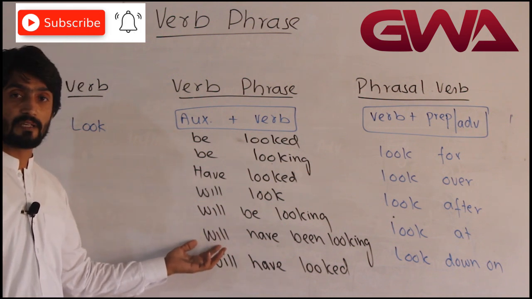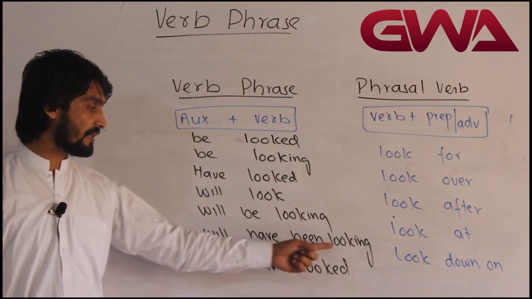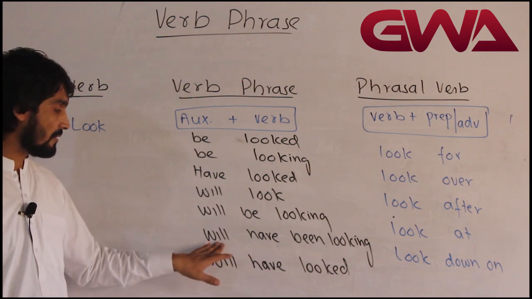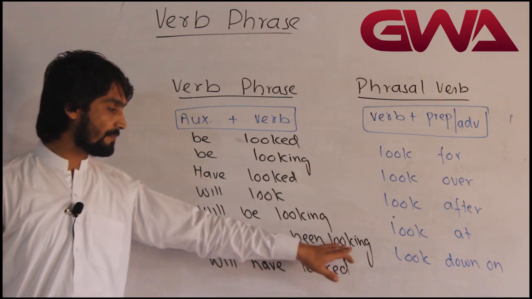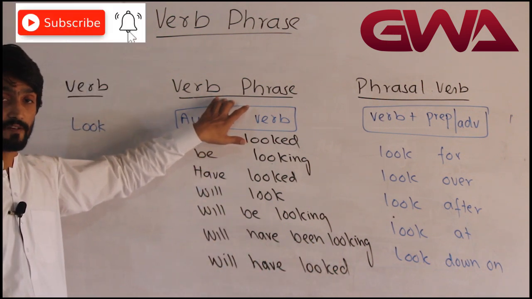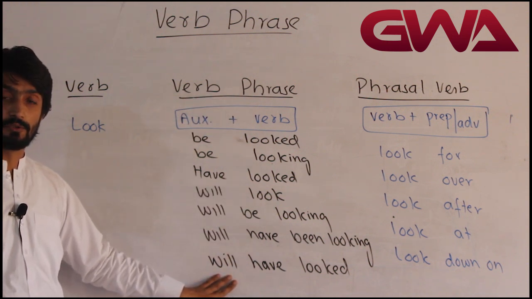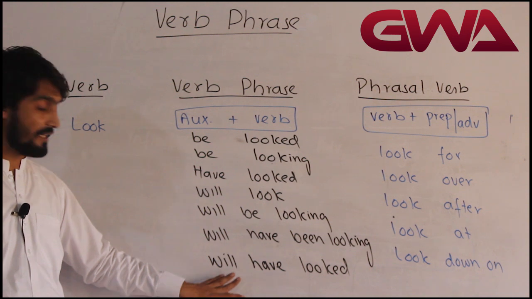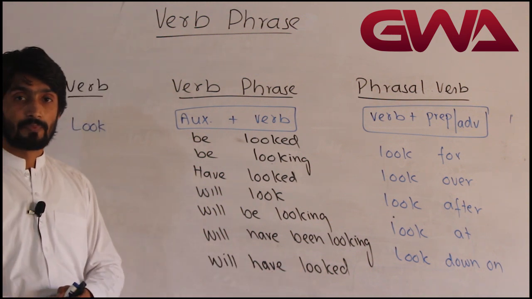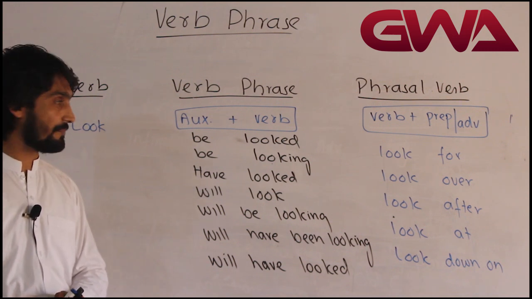Now in future perfect continuous tense we have three helping verbs: will, have, been, looking. Helping verb, helping verb, helping verb, and main verb. And as a whole, they make one verb phrase. And in future perfect tense, we have two auxiliary verbs and one main verb: will, have, looked. Now, I hope there is no problem. But if you have, you can ask me anytime.